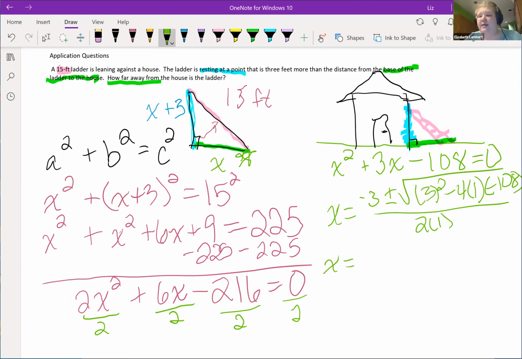Every time. All right, let's crunch those disgusting inside numbers, because once it generally gets past 100, my brain is like, I don't want to do it by hand anymore. So that is going to be 9 plus whatever 4 times 108 is. So we have 441.